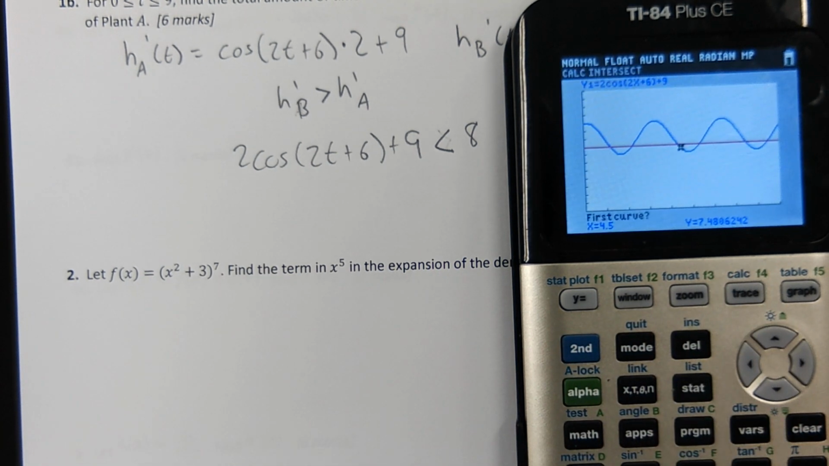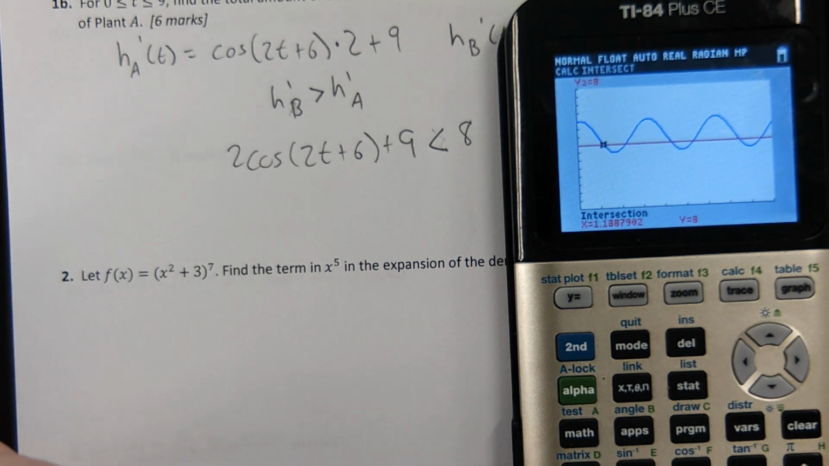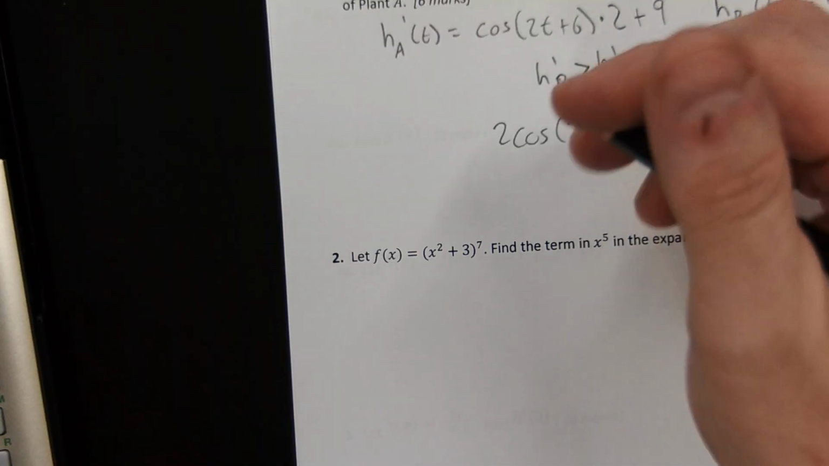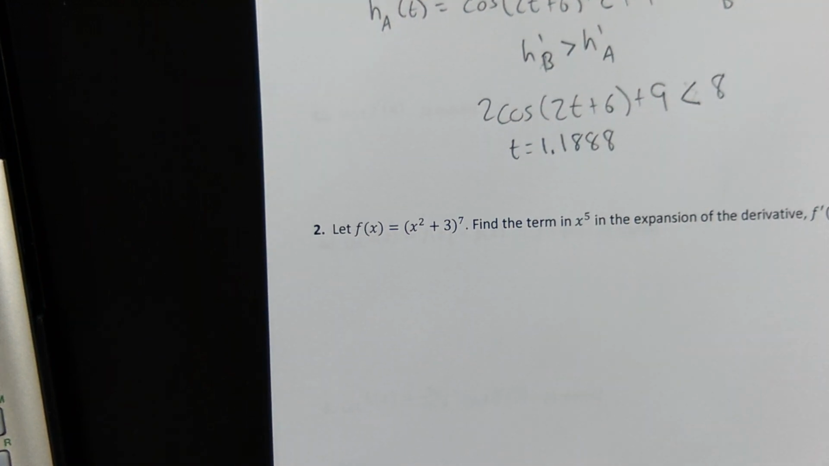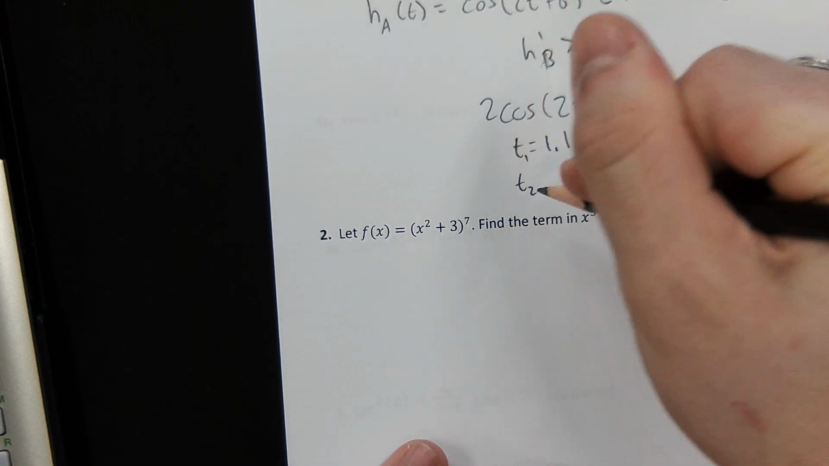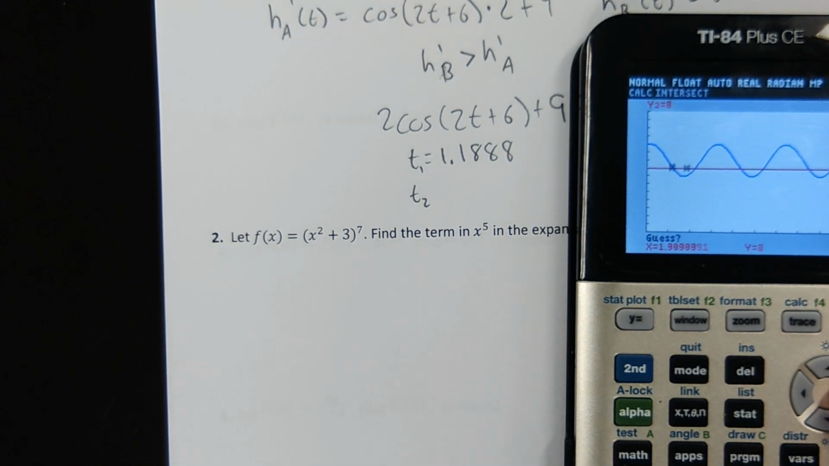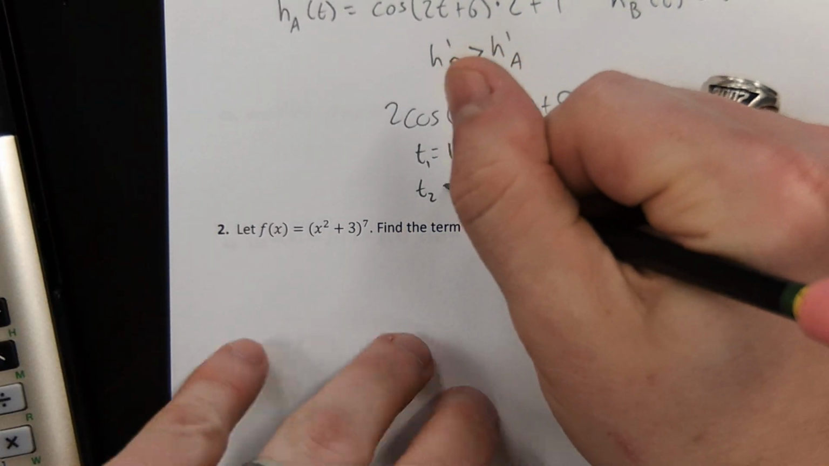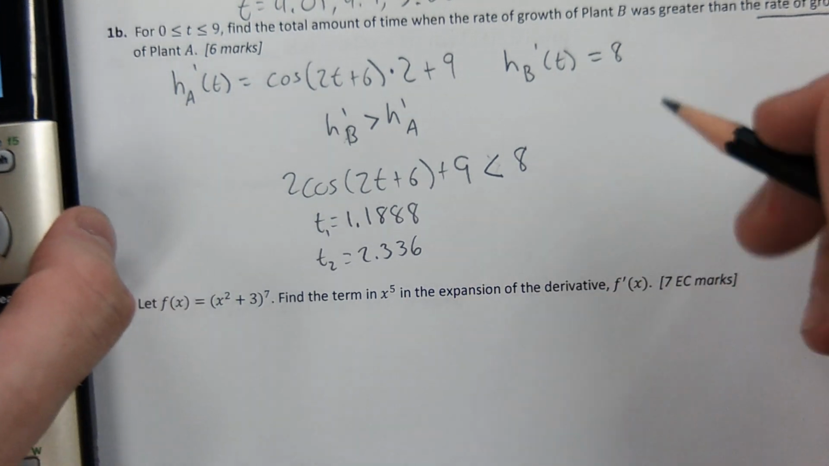Second trace intersect, yes, yes, scroll. Maybe scrolling takes longer than anything else. There's one intersection at about 1.19. Tell you what, I'll go out to like 4 decimals because why not? And let's find the second intersection. Second trace 5, yes, yes, scroll. And if I go out to 4 decimals, that's 2.236. Now what I did was I found the distance between those 2 times. I just subtracted.